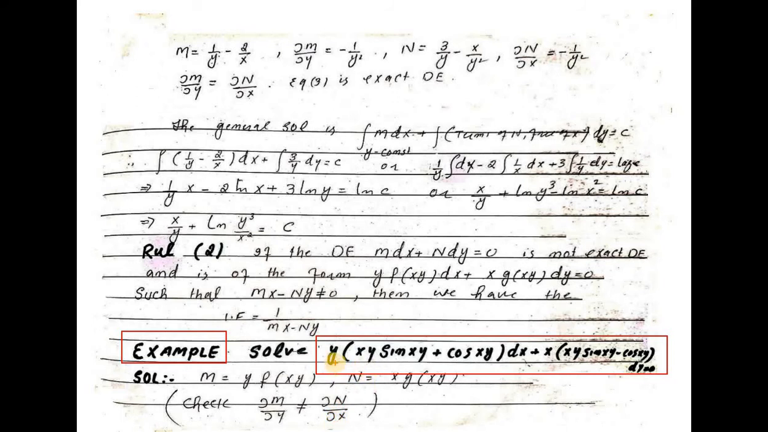We have to pick out m from this differential equation. Similarly, we have to take n from this differential equation. We have to check whether this condition holds or not, and definitely it will not hold, but we must check it. If it is non-exact, then we have to use rule number 2. If it is exact, then we have to solve directly. Now we come to the next slide.